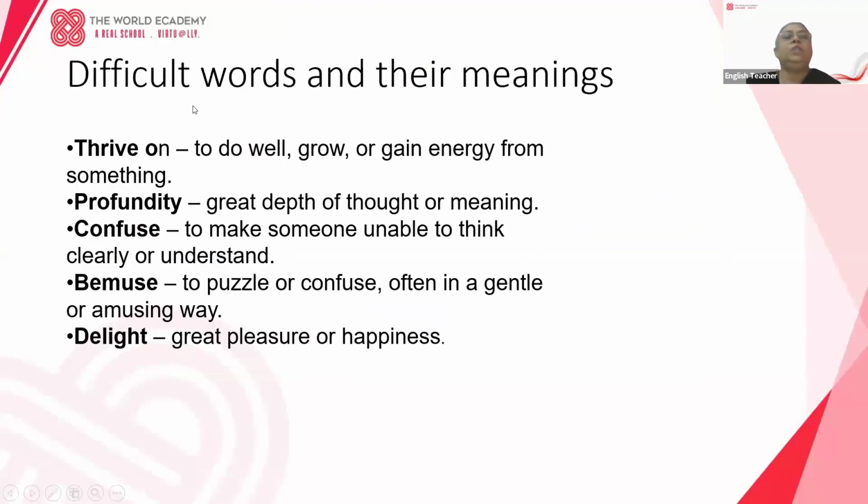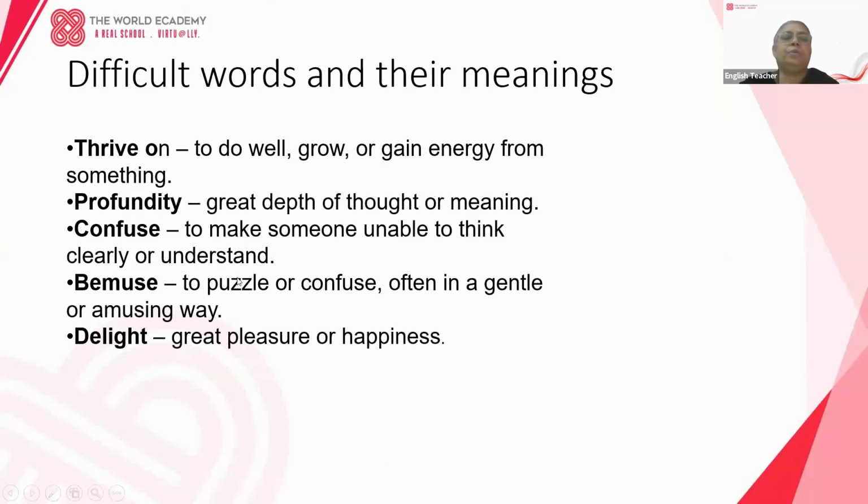Coming back to our presentation, these were the difficult words that we have come across in the poem. Thrive means to do well, to grow, to succeed, or to gain energy. Profundity: great depth of thought or meaning. Confuse: to make someone unable to think clearly. I'm confused. Sometimes we use it when we are not in a very proper state of mind. Sorry, ma'am, I didn't understand that. I'm so confused. Please, could you help me?